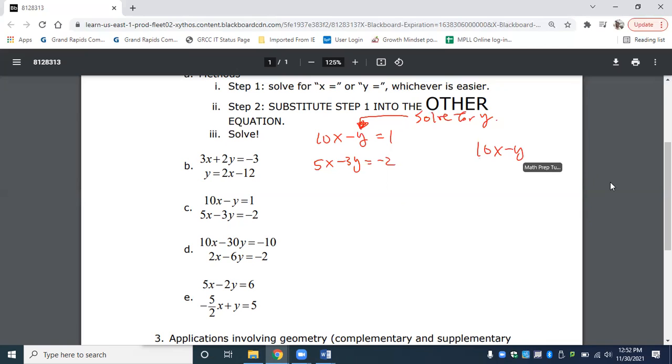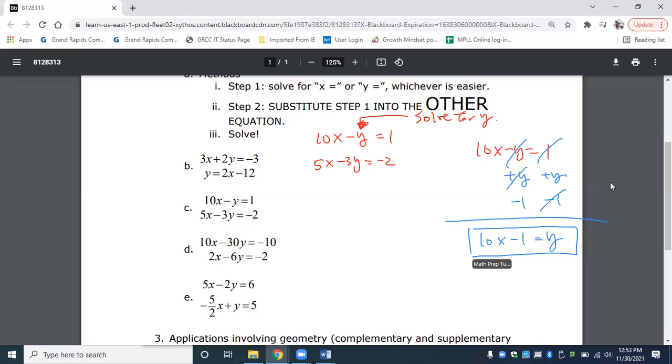So from here, I'm going to take 10x minus y equals 1 and rearrange it so I have y by itself. I'm going to add y to both sides and subtract 1 on both sides. I end up getting 10x minus 1 equals a positive y, because these quantities cancel. So now I got my y equals. I am going to substitute into the other equation. This means I have 5x minus 3 times 10x minus 1 equals -2.